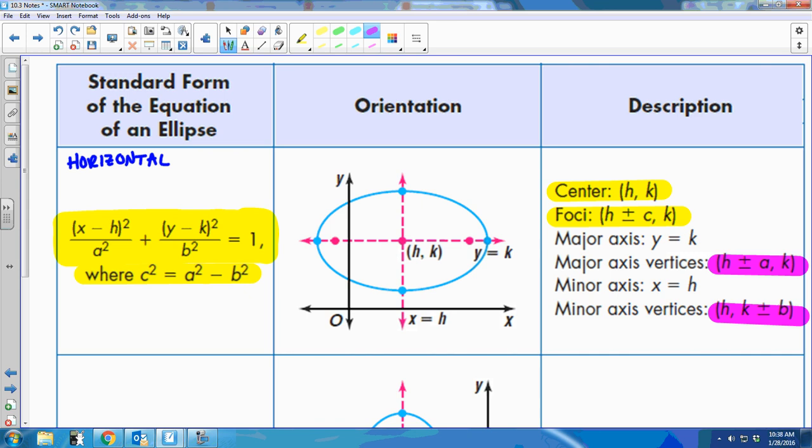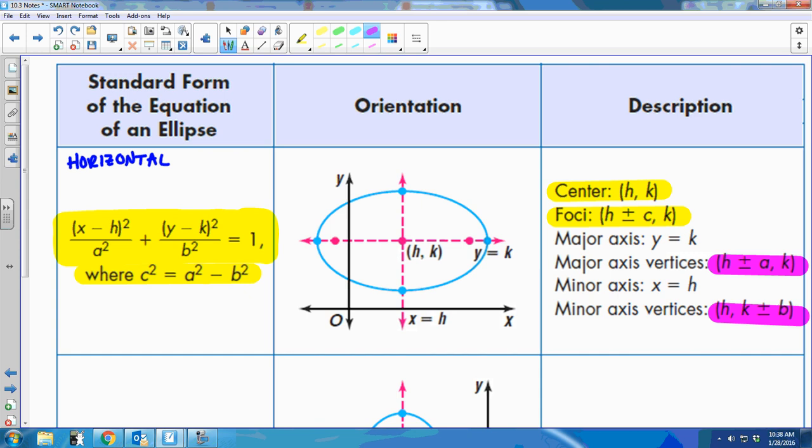Since the ellipse is horizontal, the foci have to be on that horizontal axis. That's why you have h plus or minus c comma k. You're changing that x coordinate. All right? That's how you remember how to do the vertices. The major axis vertices are on the major axis.